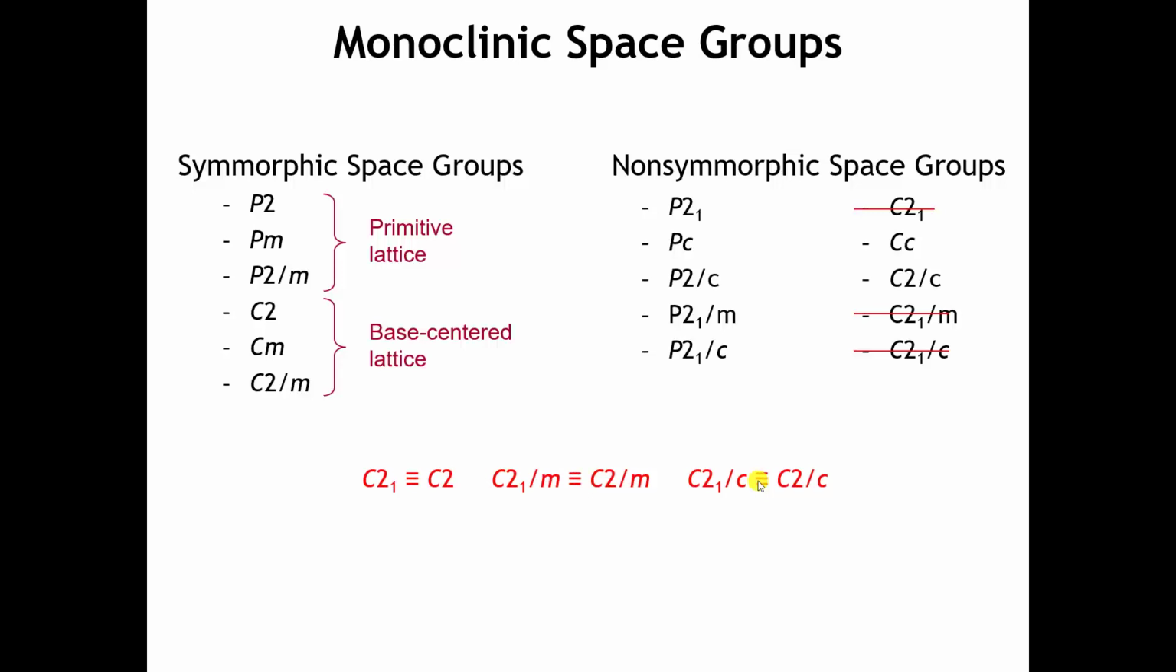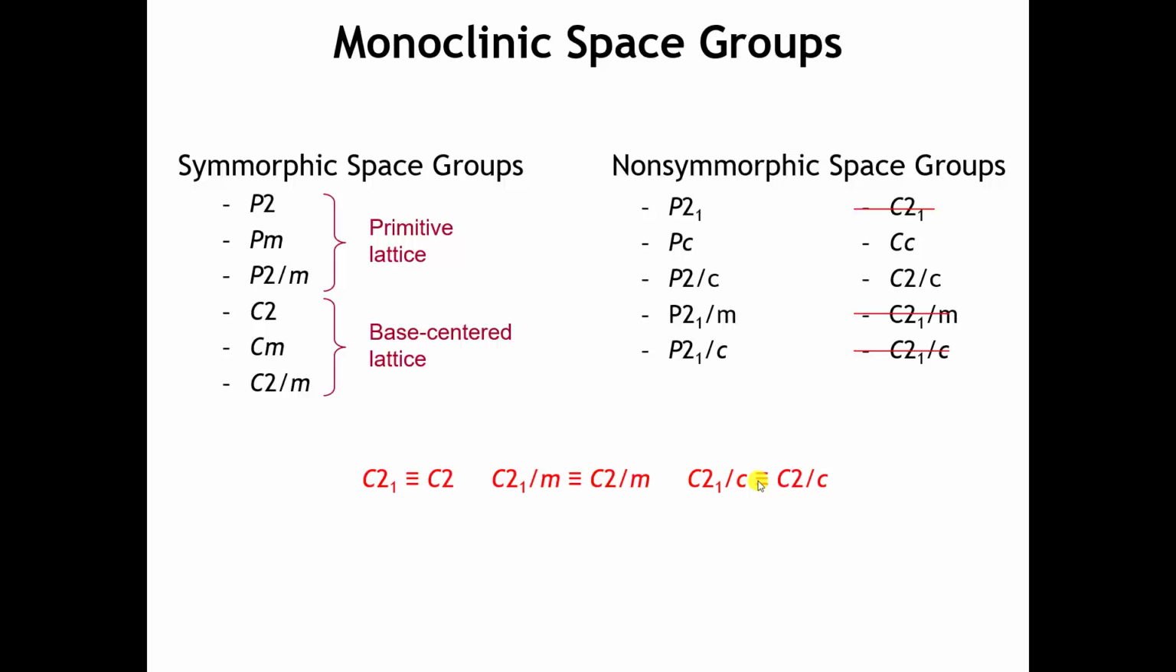And the reason why is that when you have a C-centered lattice and you have a two-fold rotation axis, those two symmetry elements together generate a 2 sub 1 screw axis. So if you have space group C2, you're going to find that you have both two-fold rotation axes and 2 sub 1 screw axes. So C2 sub 1 and C2 are not different from each other. They're the same space group. So we're only going to use one of them.